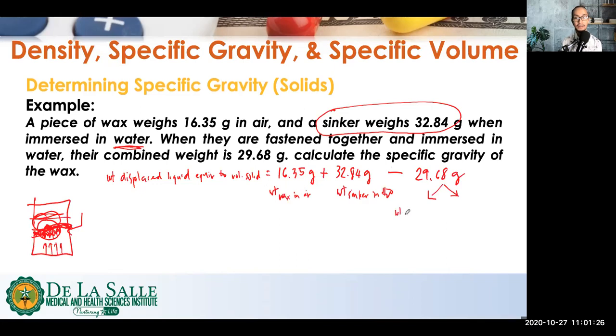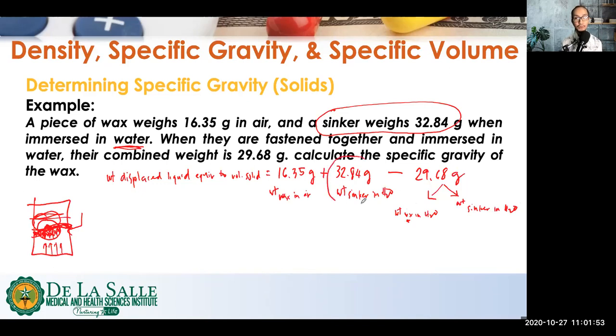This is the weight of wax in water when it is completely immersed, and the weight of the sinker in water. So it means two things. The weight of wax in water when it is completely immersed in water means the volume that it displaces is the same volume as the wax. And the weight of the sinker in water.